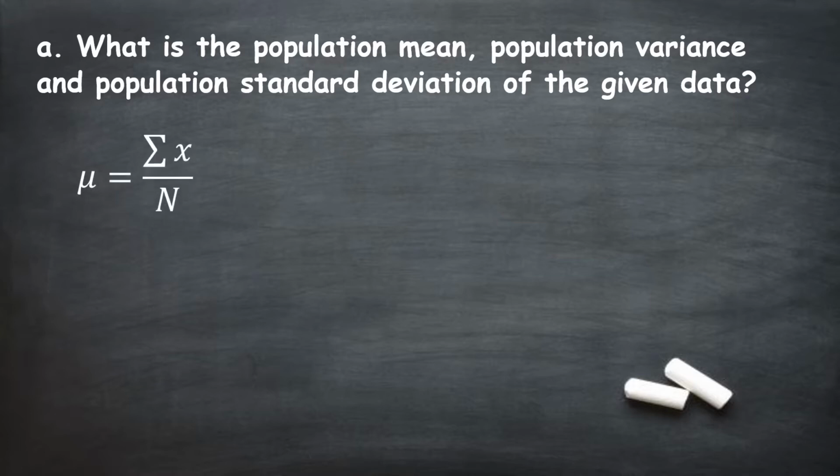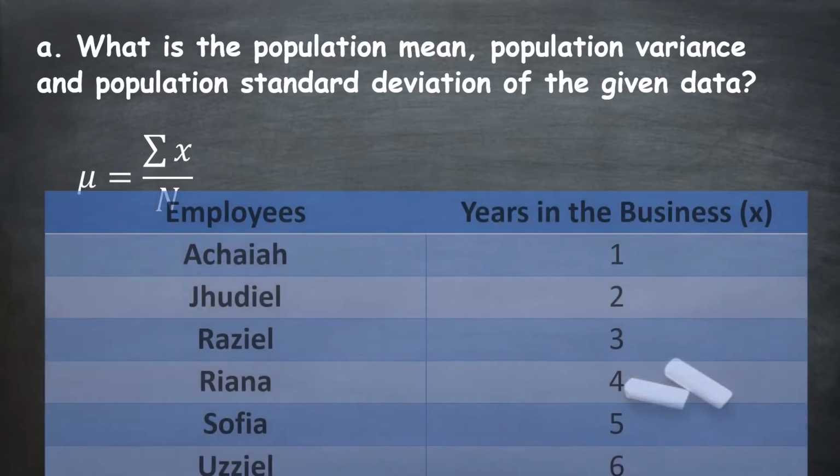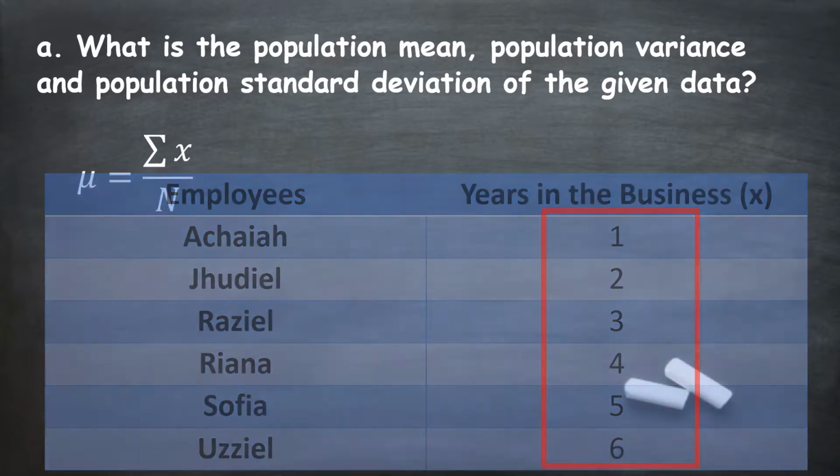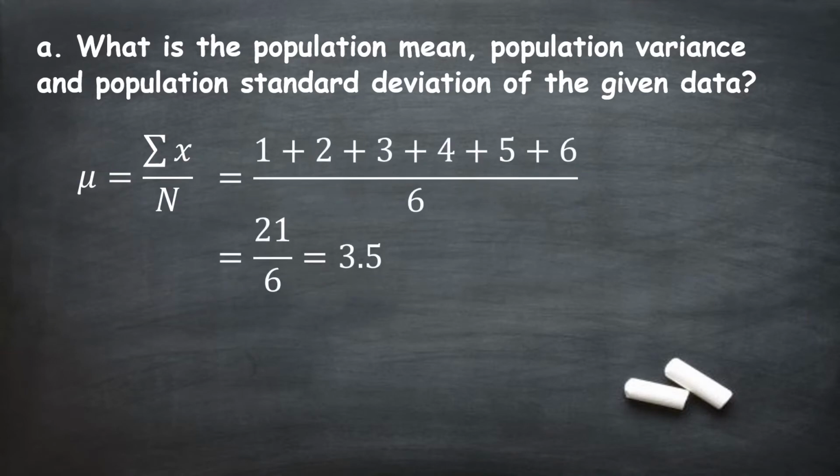And the formula in getting the population mean is the summation of x all over n. So what we're going to do is get the average of these numbers. In getting the average of these numbers, we'll have 1 plus 2 plus 3 plus 4 plus 5 plus 6 all over 6 since we have 6 numbers. Simplifying, we will have 3.5 as the population mean.